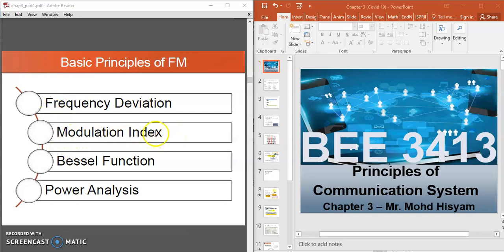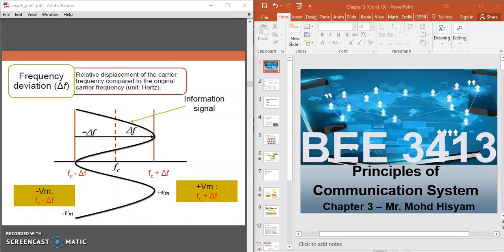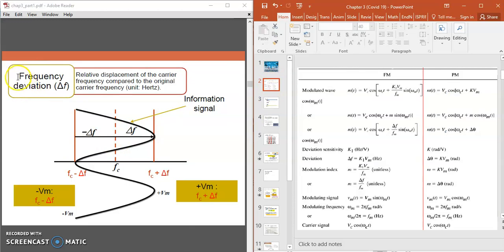In AM there is also a modulation index, Bessel function, and then power analysis, which also appeared in amplitude modulation analysis. So this is the first thing that students must know. The first term you will know is frequency deviation, delta F. You should know this first term. And if you see the signal, Fc plus delta F is actually the F max, and Fc minus delta F is F min. So these are the terms you must know.